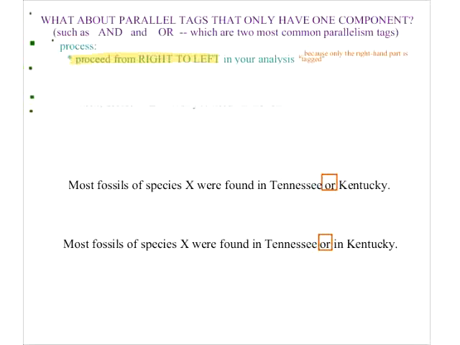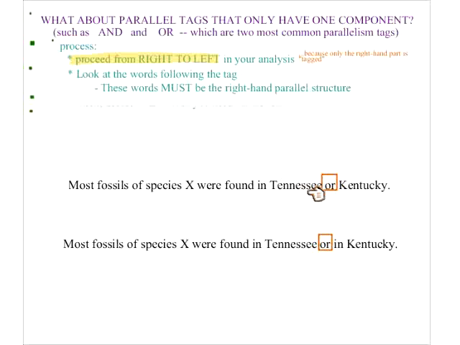So what you do is you look at the words following the tag. These words, no matter what they are, are the right-hand parallel structure. So in this first instance in the text box, what word or words is the right-hand parallel structure? Go ahead and type in the text box. Okay, the right-hand parallel structure is just Kentucky. So again, the reason being, this is your parallel tag, and then this is the following construction. It's just a noun.